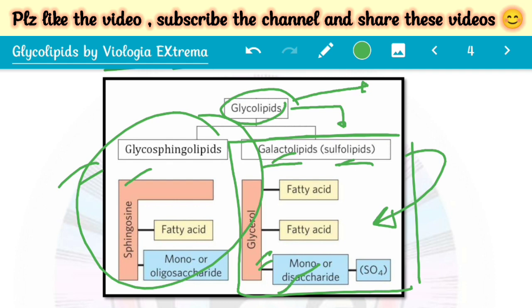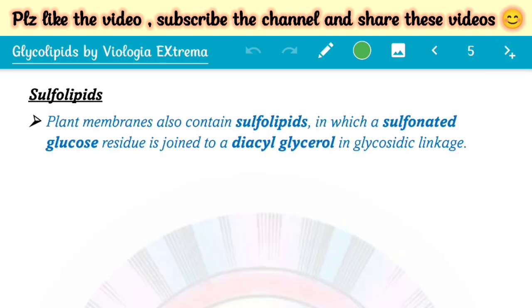This image is from Lehninger. In Lehninger they kind of created this confusion by putting specific examples here and giving a common structure to it. Clear? So instead of writing galacto or sulfo here, we can write glyceroglycolipids. It's the same case with the phospholipids. We used glycerophospholipid and sphingophospholipid. So here we are using glycosphingolipid and glyceroglycolipids. So let's look at the structure of glyceroglycolipids.